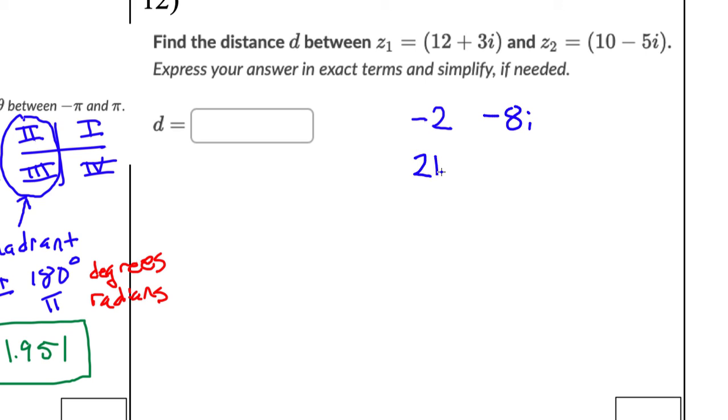That's it, 2 left and 8 down. Another way of thinking about it: you do Z2 minus Z1. Yes, you can always find this by doing Z2 minus Z1.